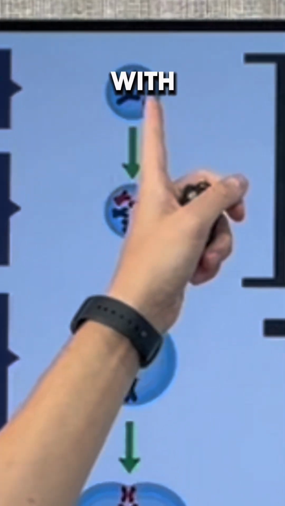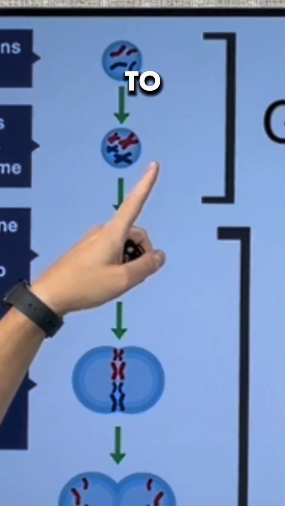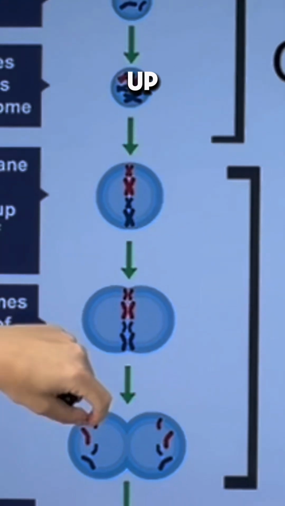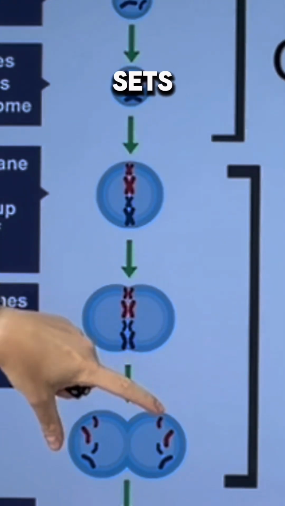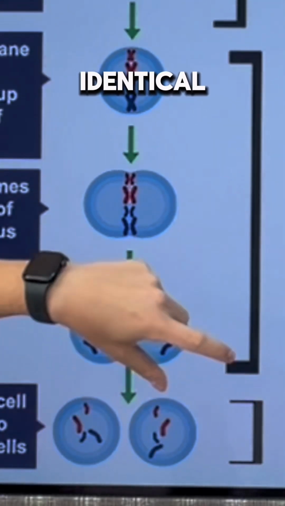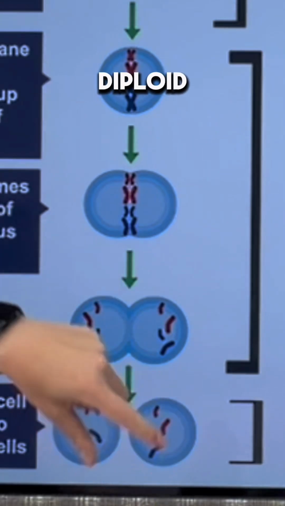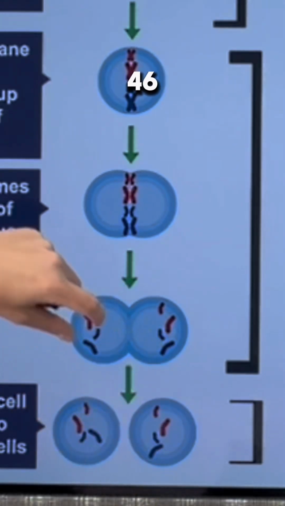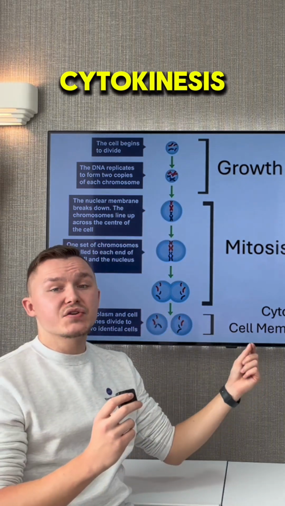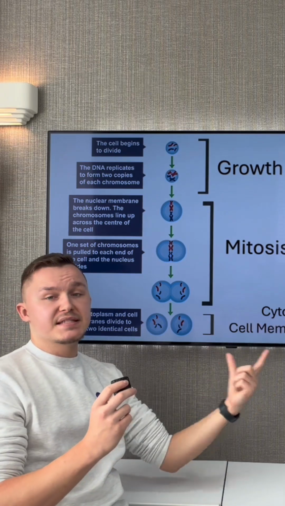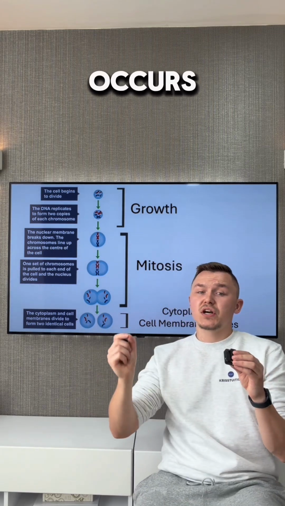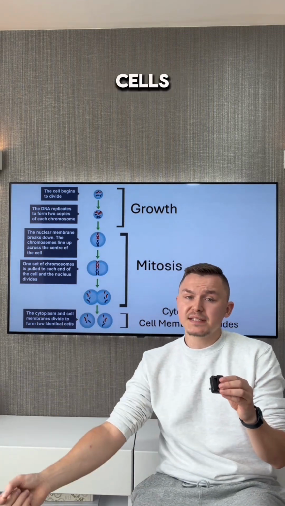So we started off with 46 chromosomes, we doubled to 92 during the growth phase. These then started dividing up, splitting back into 2 sets of 46 chromosomes, formed 2 genetically identical nuclei, each containing a diploid number of chromosomes, 46, and then after mitosis finished, cytokinesis occurred, which is where the cytoplasm and cell membrane split.